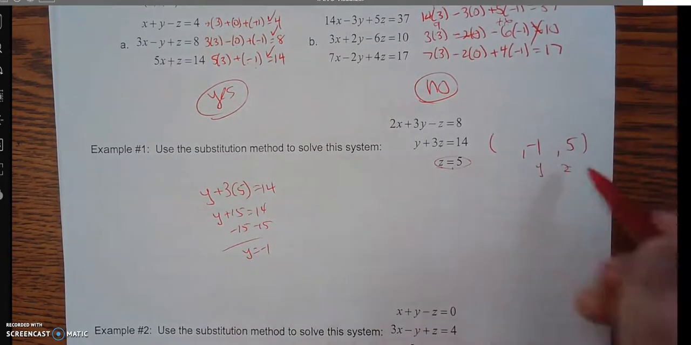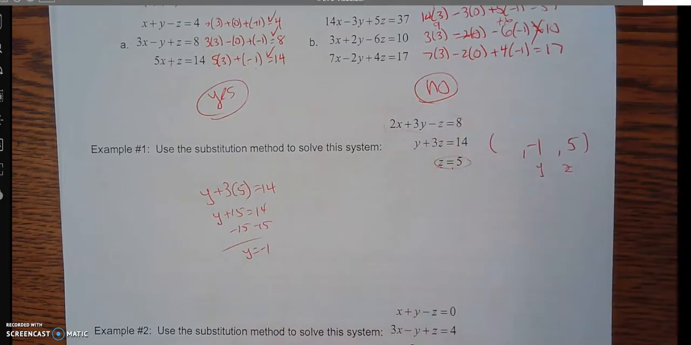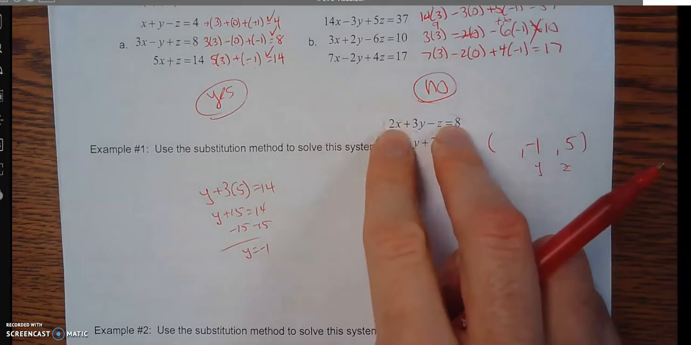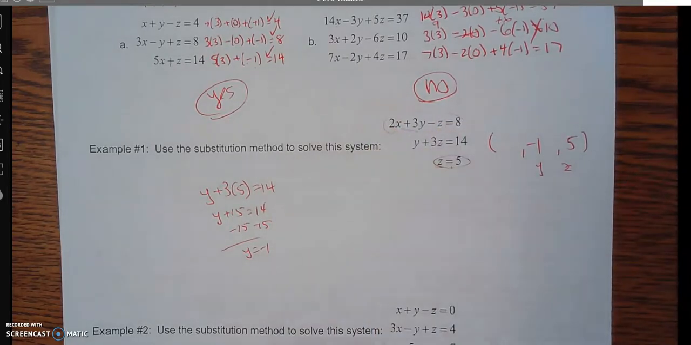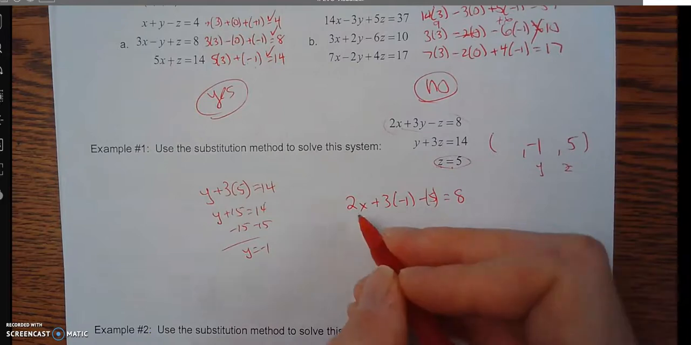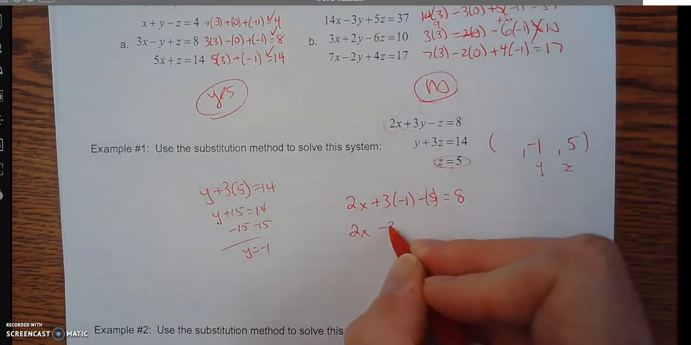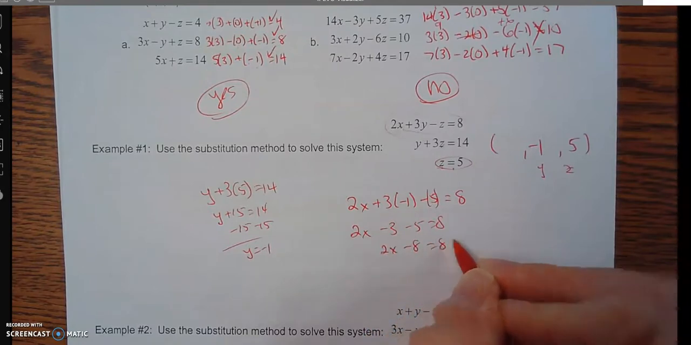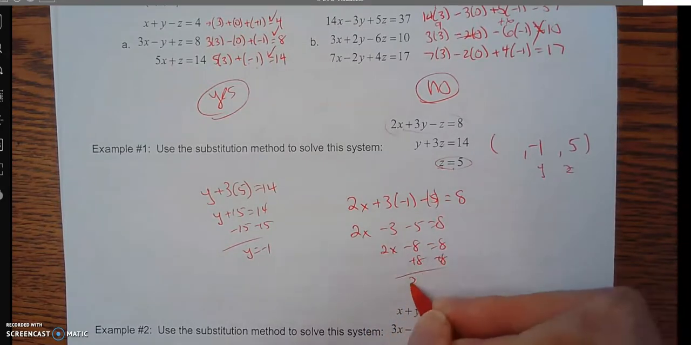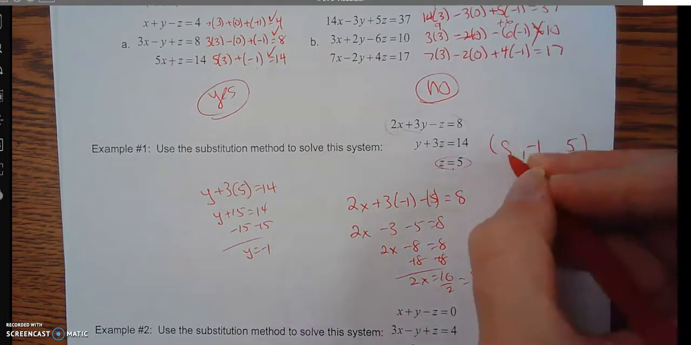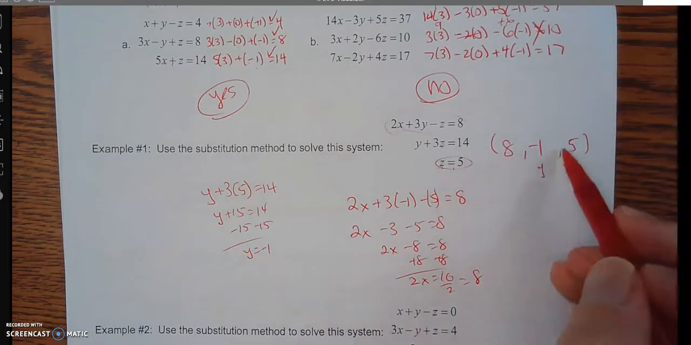So now I have two variables. I know what y is, I know what z is. Now I can use one of the equations with three variables. Okay, so plug these both in for the y and the z, leaving one variable to solve for. It's always our goal to have one variable to solve for then. So I've got 2x plus 3 times negative 1 minus 5. So I got 2x, this would be minus 3, and that's minus 5 equals 8. So that's 2x minus 8 equals 8. Add 8 to both sides. So x is 8.